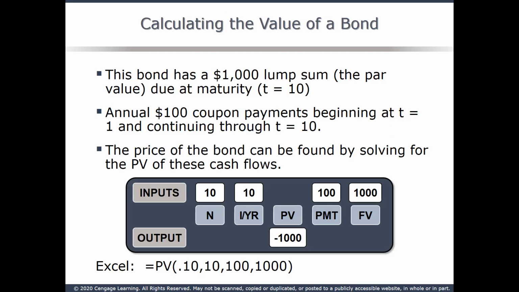Here's the same bond value solved with the TVM keys. N is equal to 10 years. IY is equal to 10%. The payment is equal to 100, 10% times 1,000. Future value is $1,000, the lump sum. Compute PV: minus $1,000, what you'd pay to buy that.